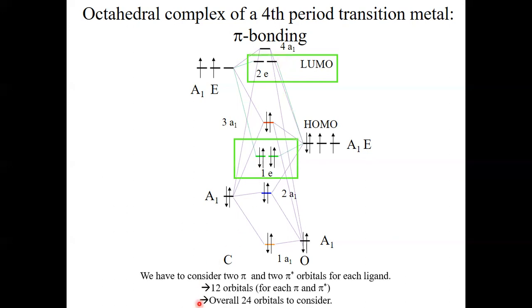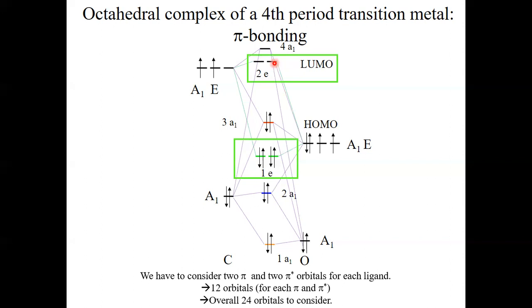So now we have to consider 2π and 2π star orbitals for each ligand. So that gives 4 orbitals per ligand. Remember, we have 6 ligands because we have an octahedral complex, and therefore have overall 6 times 4 gives 24 orbitals to consider. 12 of these orbitals will be pi orbitals, and another 12 will be pi star orbitals. So we would expect overall 24 ligand group orbitals.